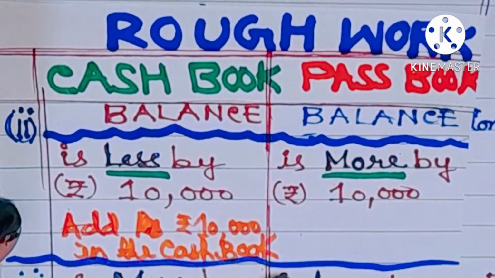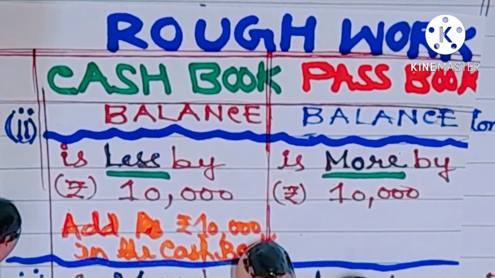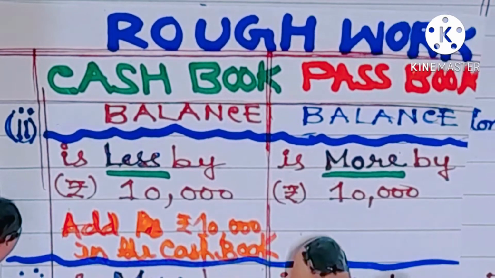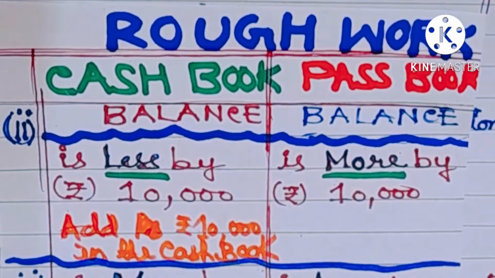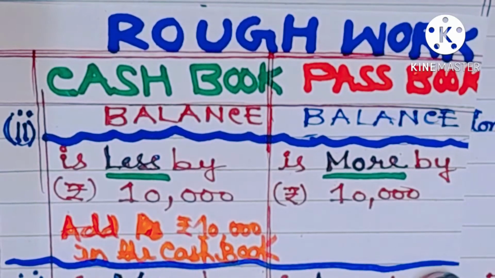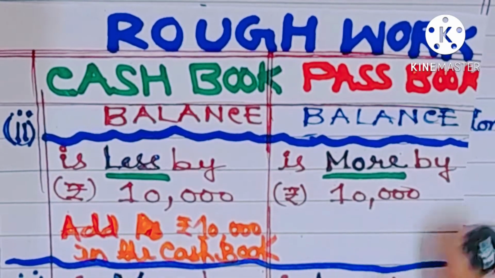If you add rupees 10,000 in the cash book, it will be equal to passbook balance. Understood? Very easy. Now let's add 10,000 in the cash book. Let me show you how to write.